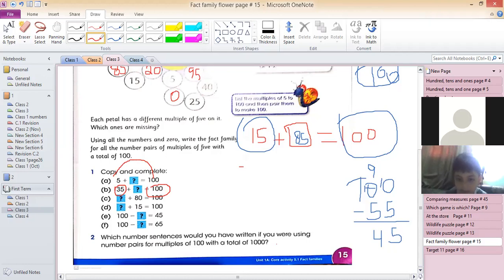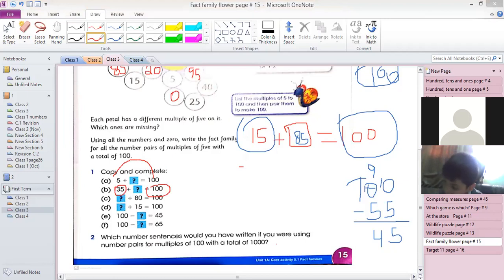Okay, so take out your notebook, guys. We are going to do some work. Take out your notebook. On the top of the page, write the date. Today is 13th October 2021.